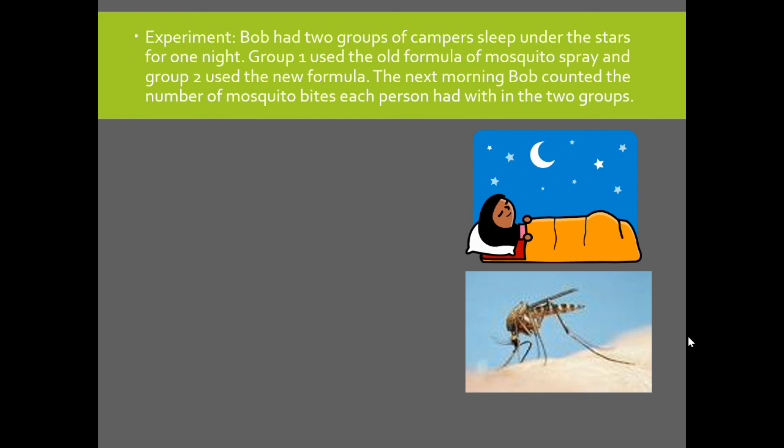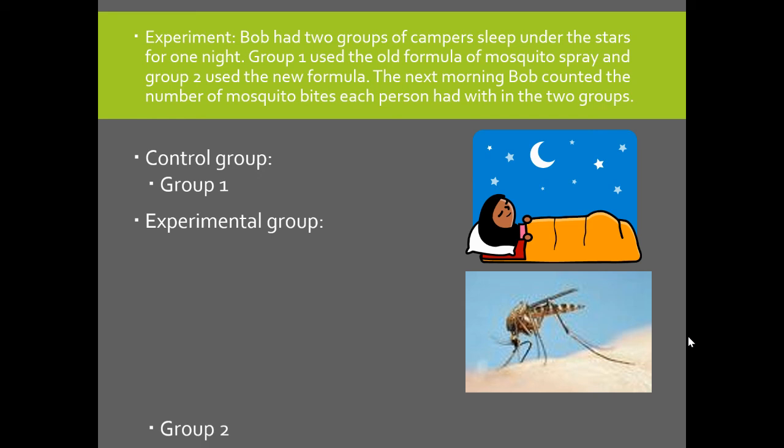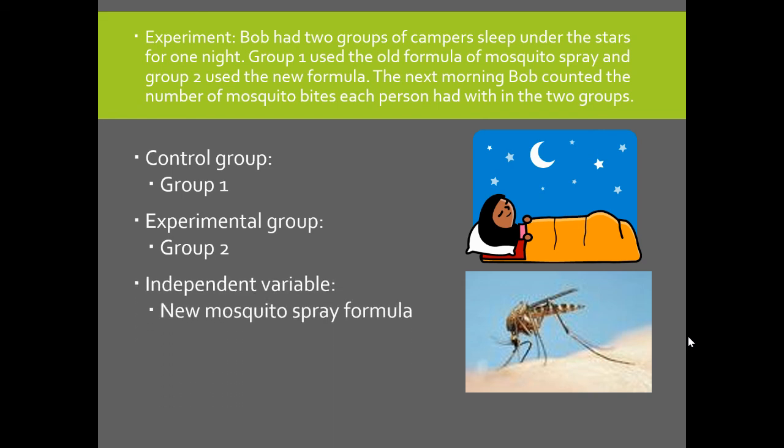So there's a lot going on with this. He had two groups of campers in the same area, one night, same time. One group was a control group using the old formula. The other group was the experimental group. They used the new formula. And you could quantify the results by actually counting the number of mosquito bites. So the independent variable that's being tested here is this new formula. The dependent variable is how many bites you get.